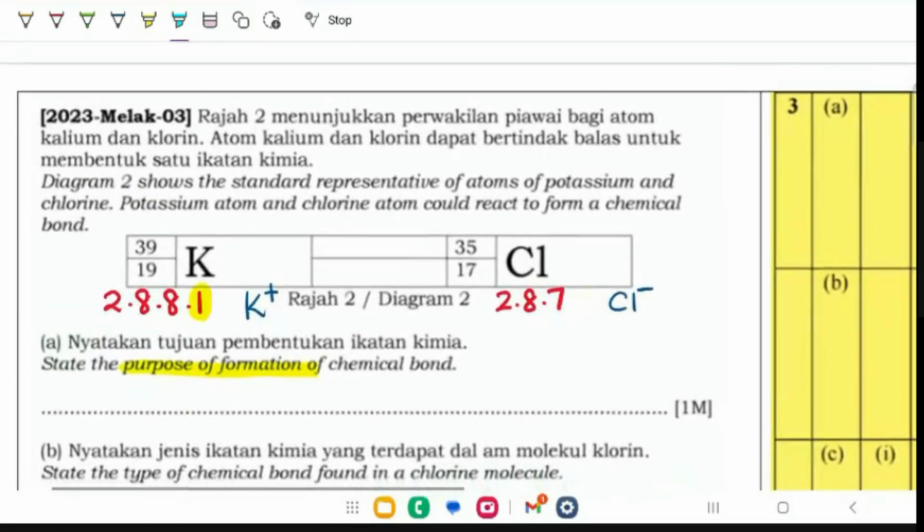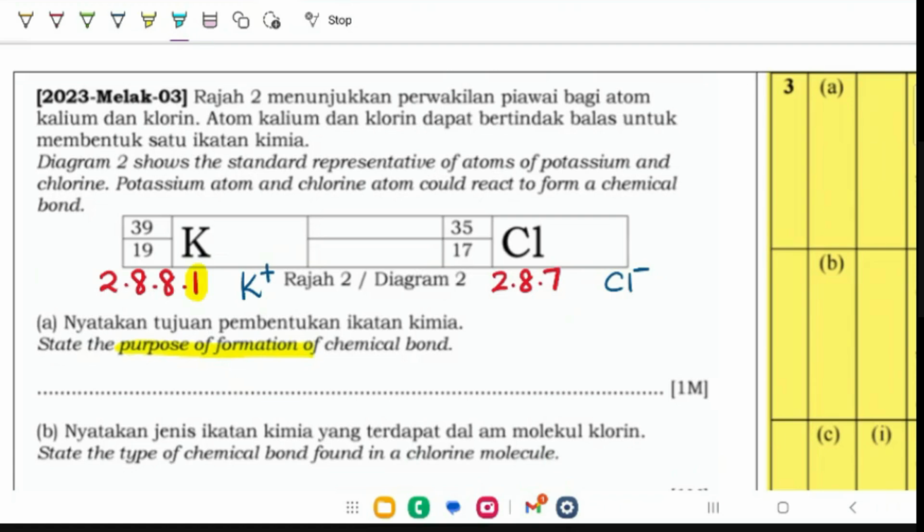Now, state the type of chemical bond. Sorry, here, chlorine molecules. So be careful. If chlorine molecule, what type of chemical bond, class? Chlorine with chlorine. Is it covalent?